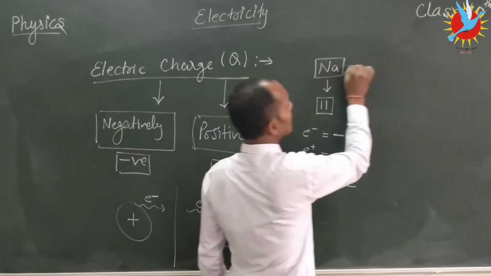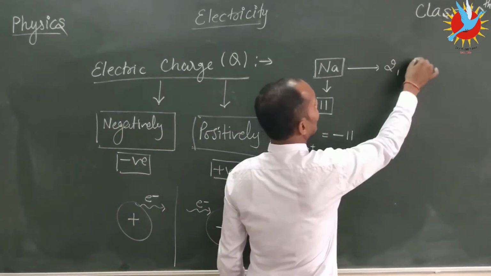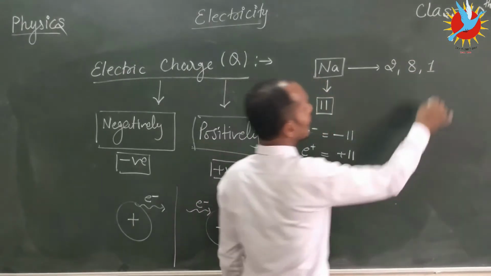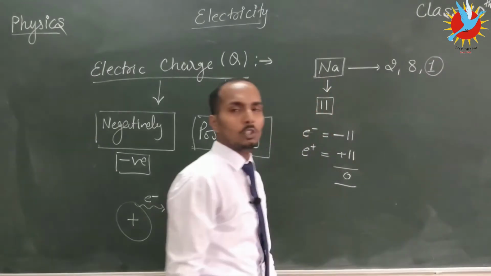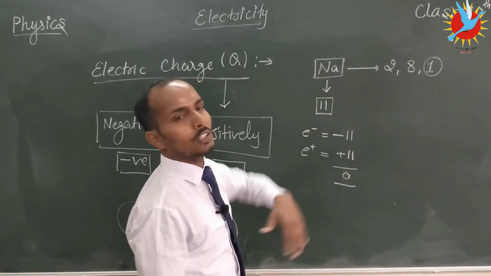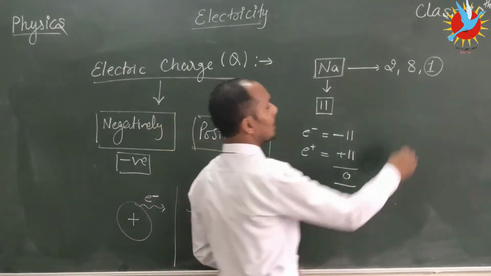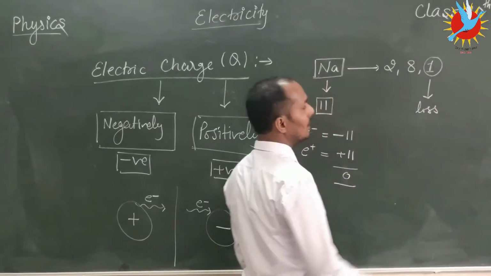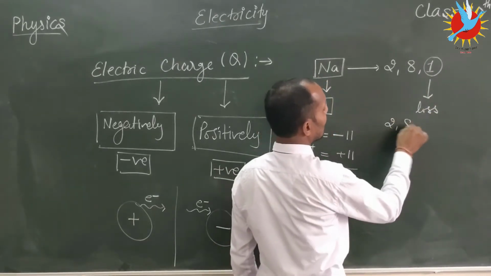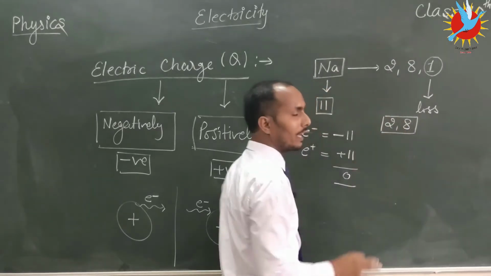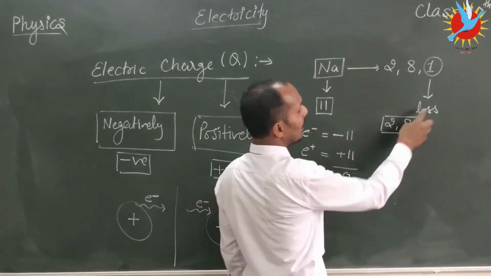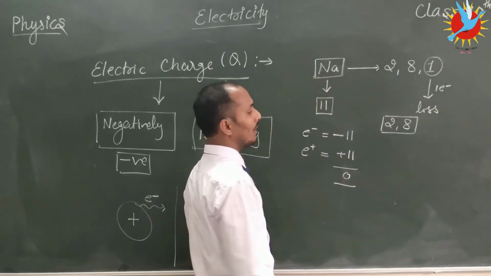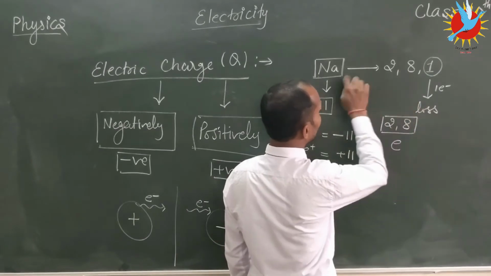But for stability, if we talk about the electronic configuration 2, 8, 1, it has one electron in the outermost shell, but this sodium wants to be stable. So it loses one electron and becomes stable. If it loses one electron from the outermost shell, then what will happen?